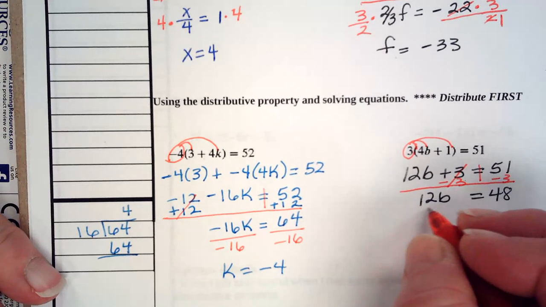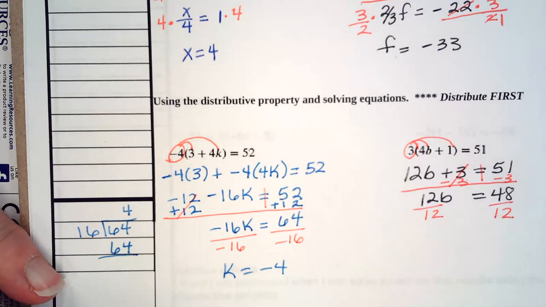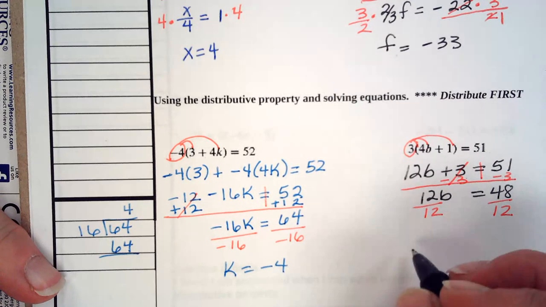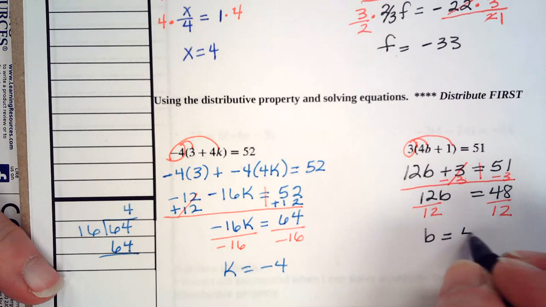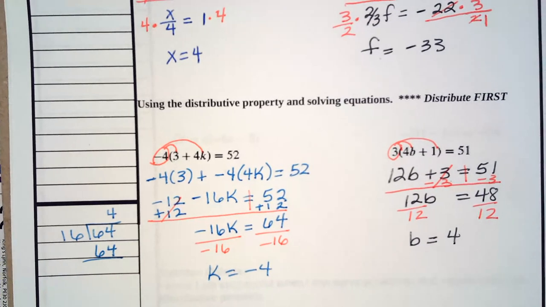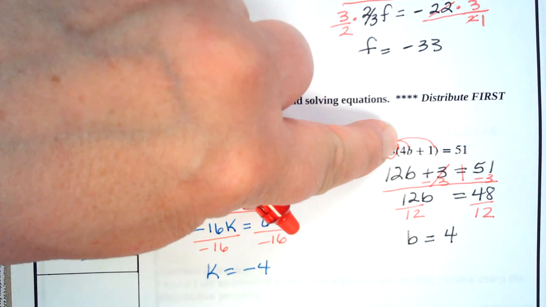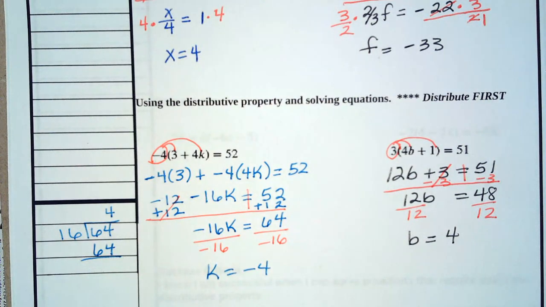Last step is to divide by 12. b is equal to 4. So if you wanted to check, you could put 4 in here and you'd have 4 times 4 is 16 plus 1 more is 17. 17 times 3 is 51.